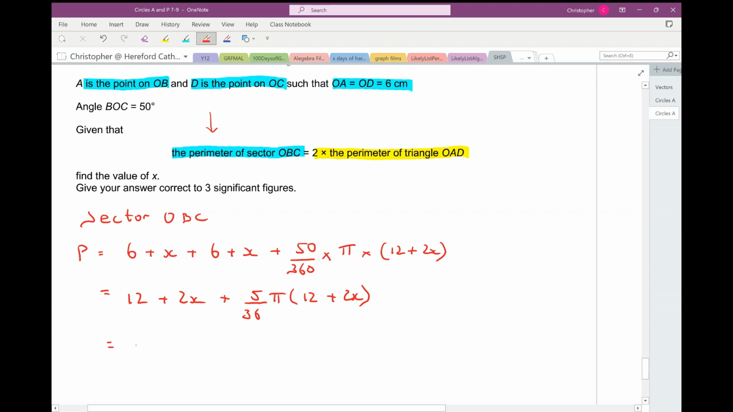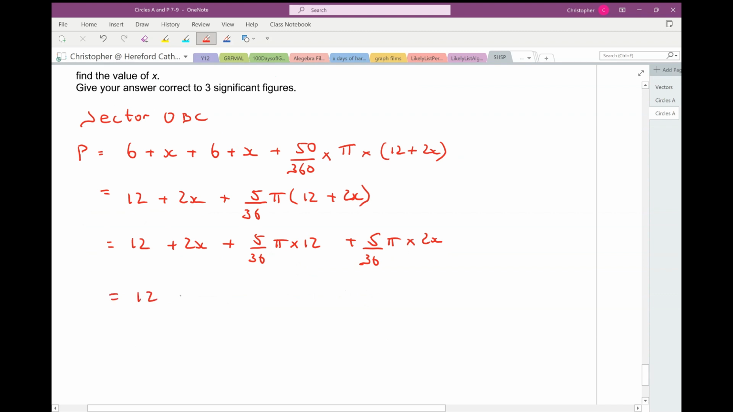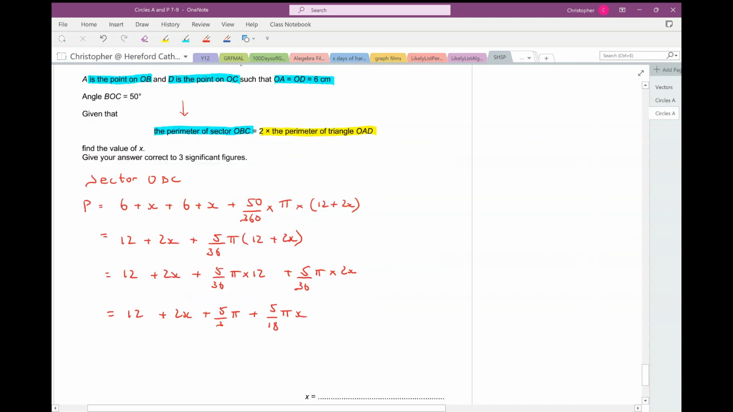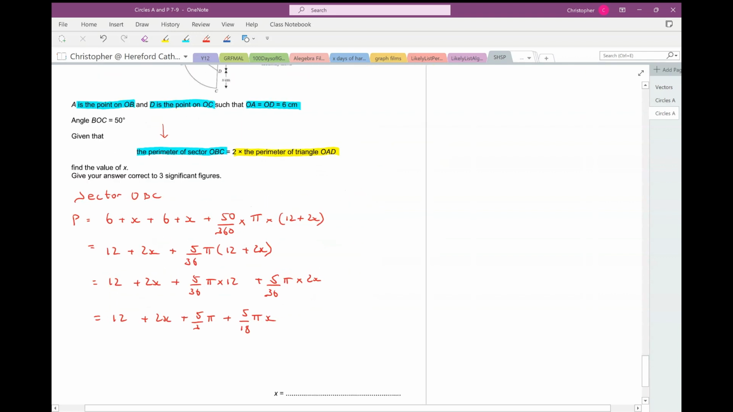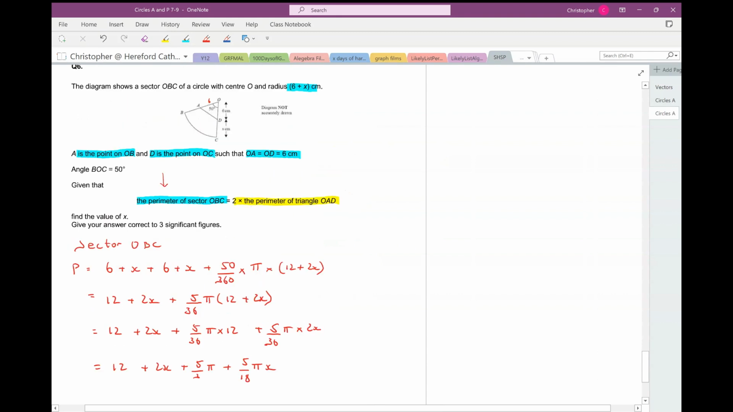Now I might as well just continue to simplify this for the time being. I'm going to multiply out this bracket, so I'm going to have 5/36 pi times 12 plus 5/36 pi times 2x. Let's continue with this. 12 plus 2x plus, the 12 cancels, giving me 5/3 of pi, and the 2 and the 36 cancel, giving me 5/18 of pi x. So there is an expression simplified for the perimeter of the sector OBC.